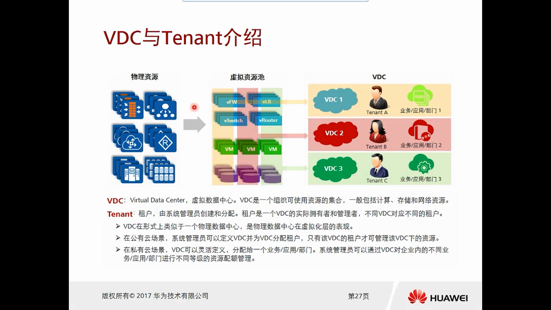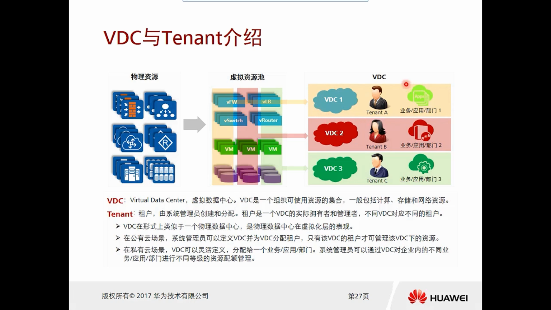Of course, these physical resources of ours are all placed inside the data center. Through our cloud computing virtualization software, we can take these things and form a virtual resource pool. At this time, what you see has become vFW, vSwitch, and VM, which stands for virtual machine. After the physical resources are abstracted into virtualized resources, we can then divide these resources into different VDCs. In each VDC, it will cover some vFW, vLB, vSwitch, VM and so on.